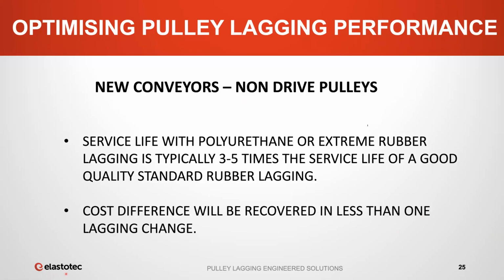So what does this mean for lagging selection on non-drive pulleys? The clean side of the belt with no build-up, ceramic lagging is the best option. Dirty side of the belt, extreme rubber lagging or PU. Typically changing from standard rubber lagging to polyurethane or extreme rubber lagging, you'd expect to increase the service life by 3 to 5 times.